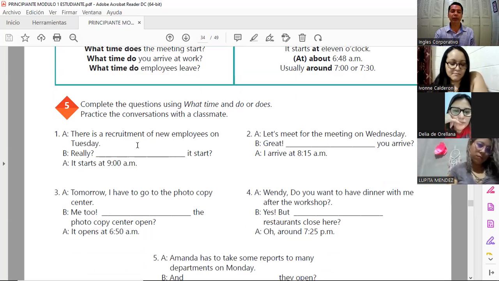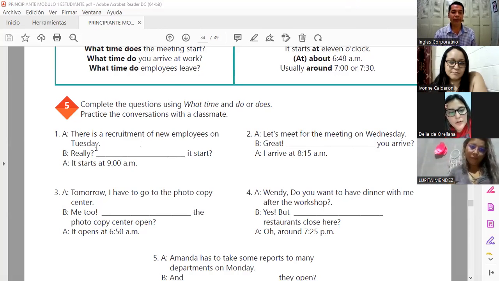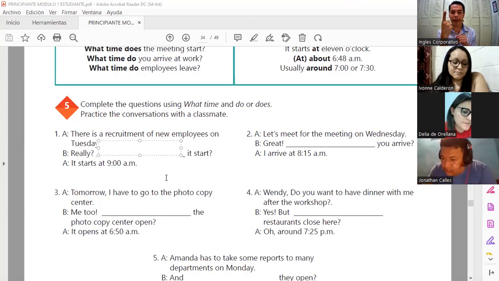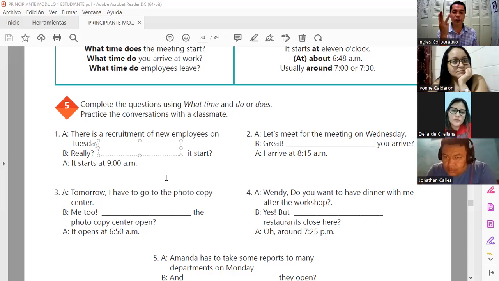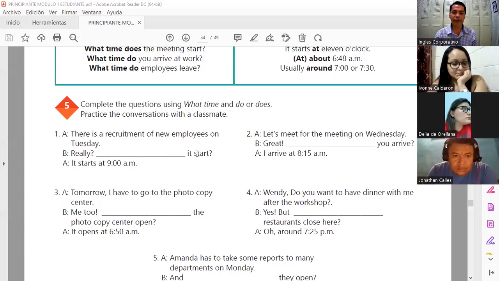It says there is a recruitment of new employees on Tuesday. Hay un, están empleando, están reclutando empleado, right? Really? And then here, we have a question, right? And in all the questions, we're going to say what time. Now, Alessandro, please. Can you help me, Alessandro? Remember, Alessandro, that we have what time is the first part, la primera parte. Number two, the auxiliary. Number three, the subject. And number four, the verb, right? Aquí ya tiene el sujeto y el verbo. Mira, Alessandro. Solo le faltaría entonces el what time y el do or does.